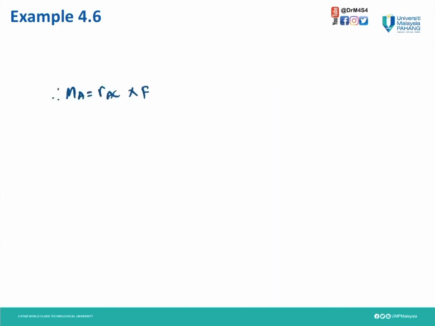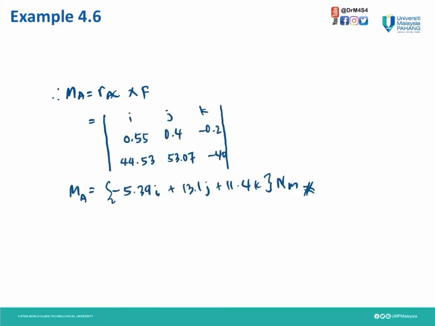Then we need to calculate the moment about A. We get our position vector r_AC and F in Cartesian. Put in this form, then easily we can find the cross product. Then we get our moment about A and the unit is Newton meter.